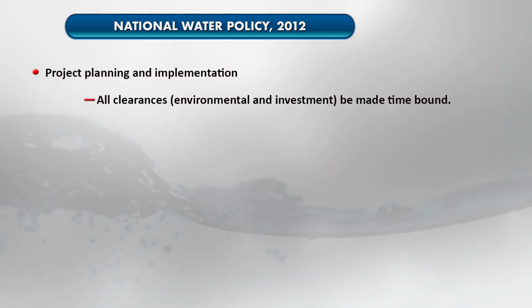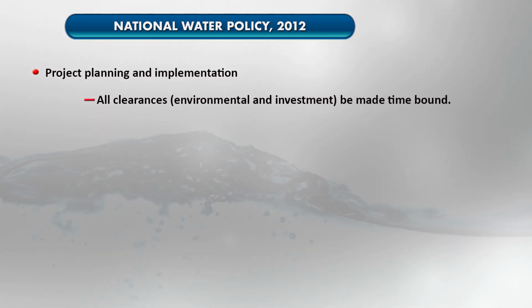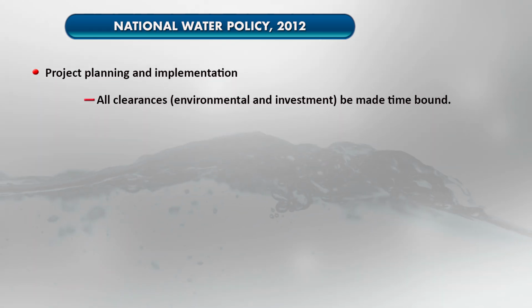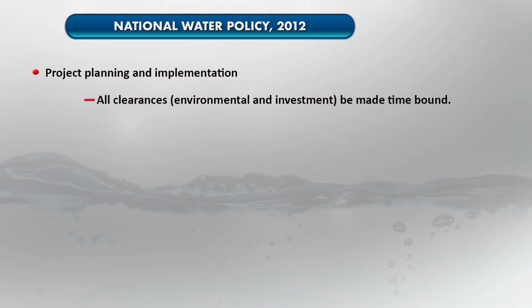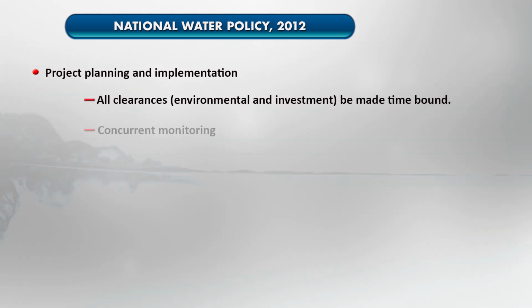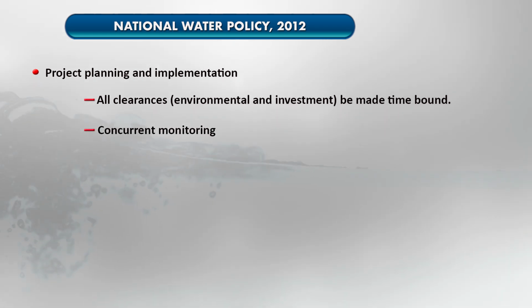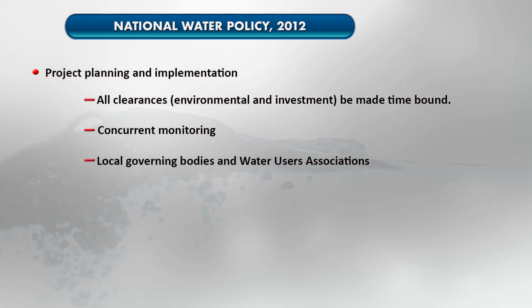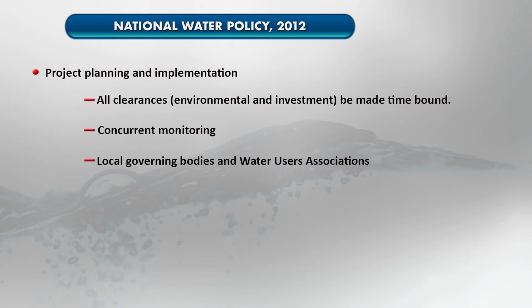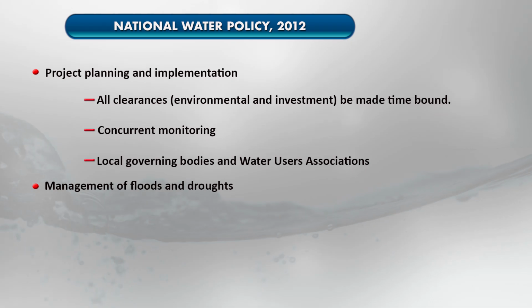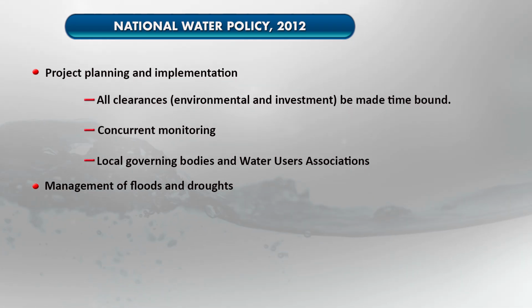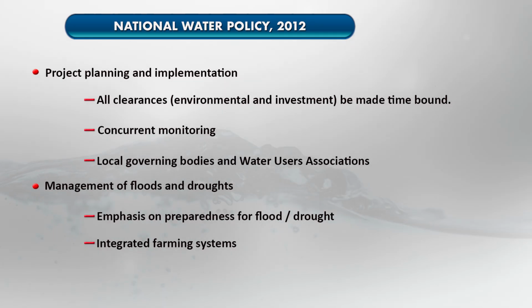And project planning and implementation was another component of this policy. According to this, all clearances for the development of water resources are to be made in a time bound manner, and we have to do proper monitoring. And the local governing body or water user association needs to be promoted for water planning and project planning. And for the management of flood and drought, they have given emphasis on preparedness for flood and drought, and they recommended an integrated farming system.